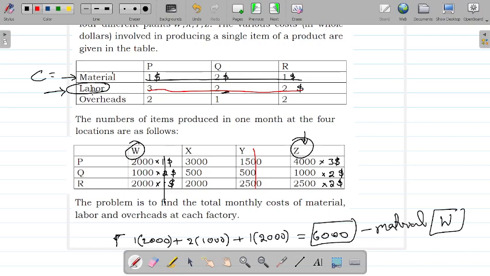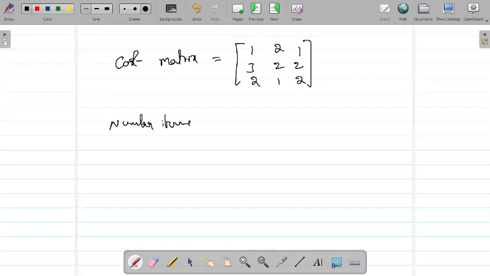Simply you can do one thing. First you can write a cost matrix here. So what is a cost matrix? PQR is given 1 2 1, and this one is 3 2 2, and this one 2 1 2. And next, the number of items produced. So for the cost matrix, let us use C. For the number of items produced, let us use N. So in plant X, you're producing how many?